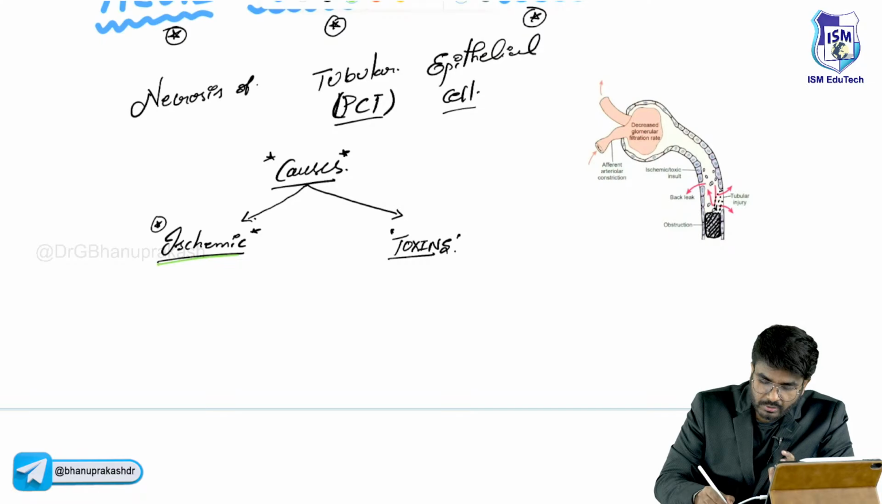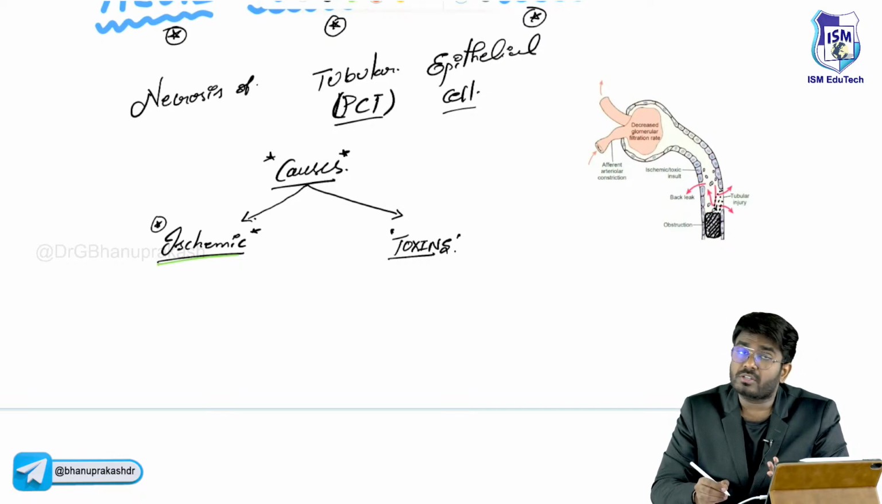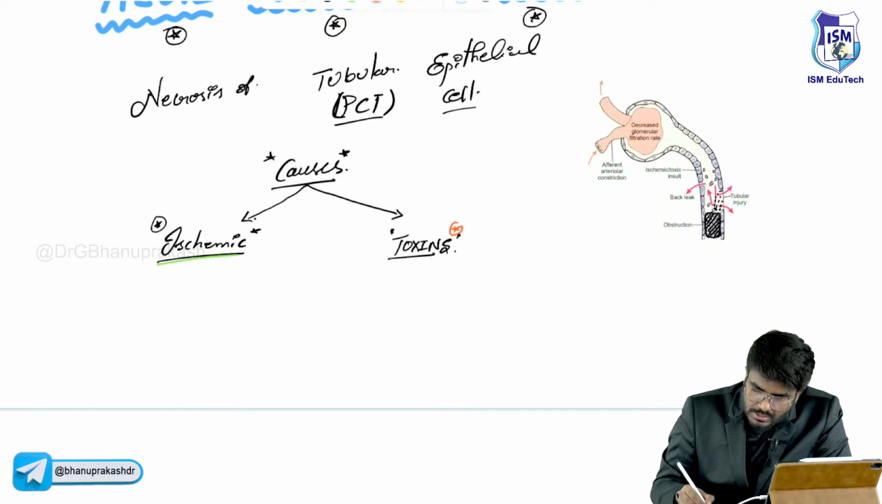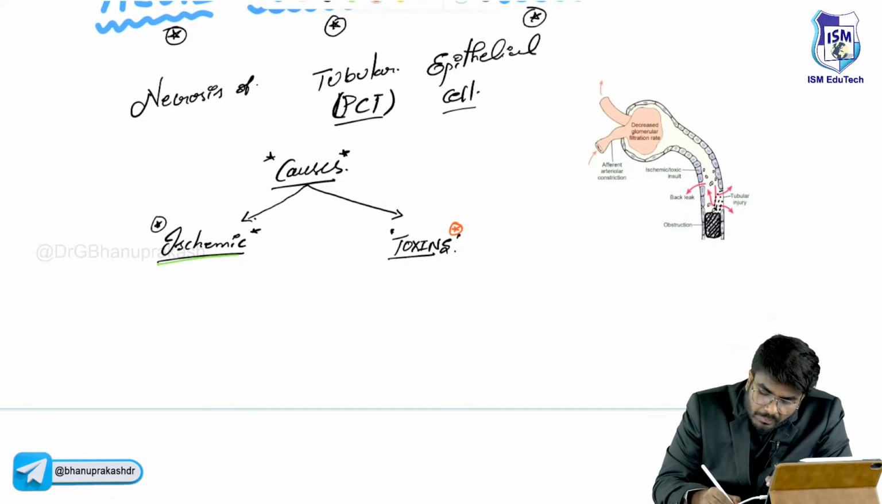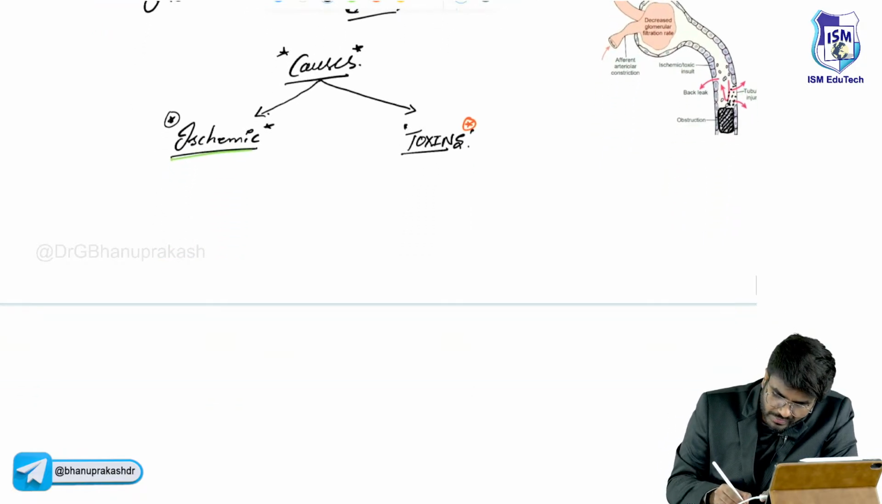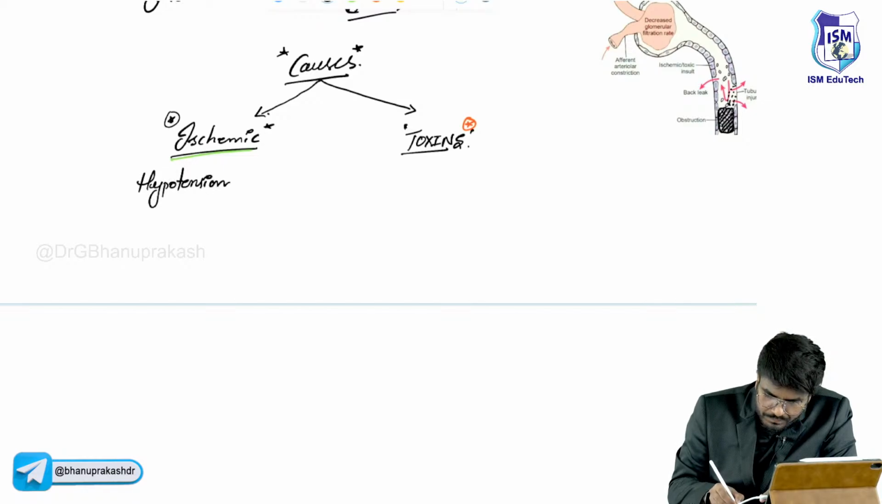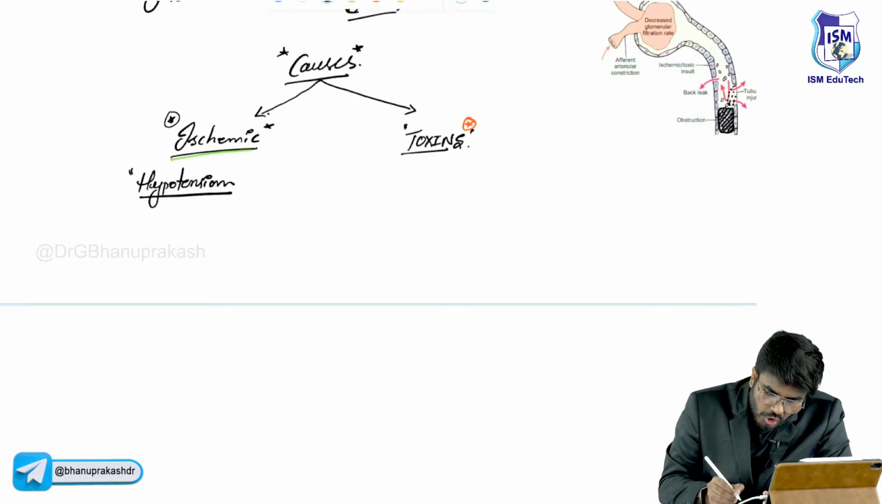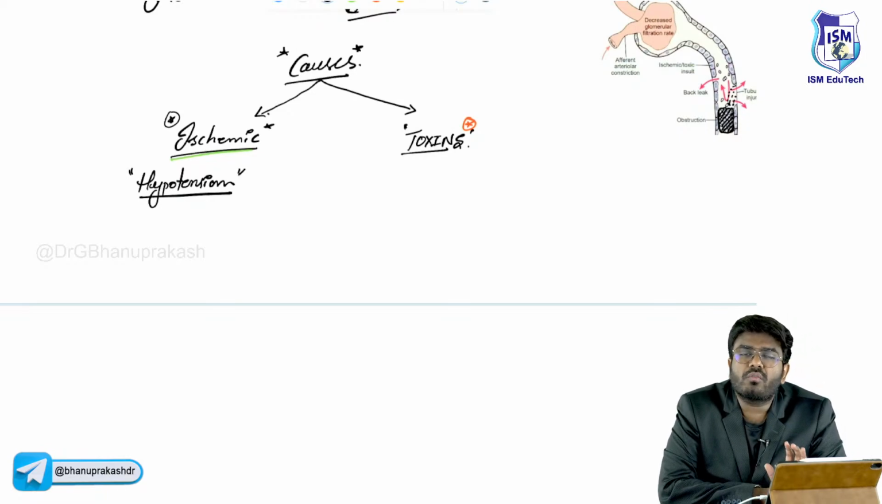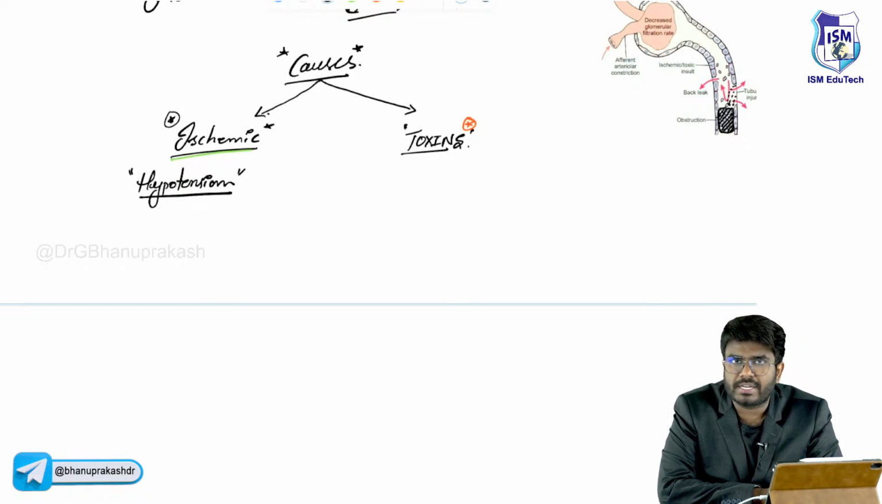I will explain a little bit why ischemia will be there: because of shock or hypovolemia. Okay, let me write here itself. Why is there ischemia? One reason is hypotension. The blood pressure is going down. That is almost shock. During shock, what happens to tissue perfusion? Tissue perfusion decreases. So one reason is hypotension.